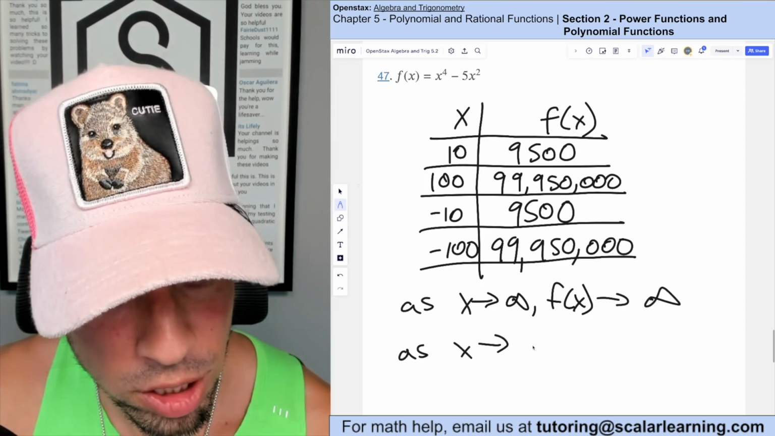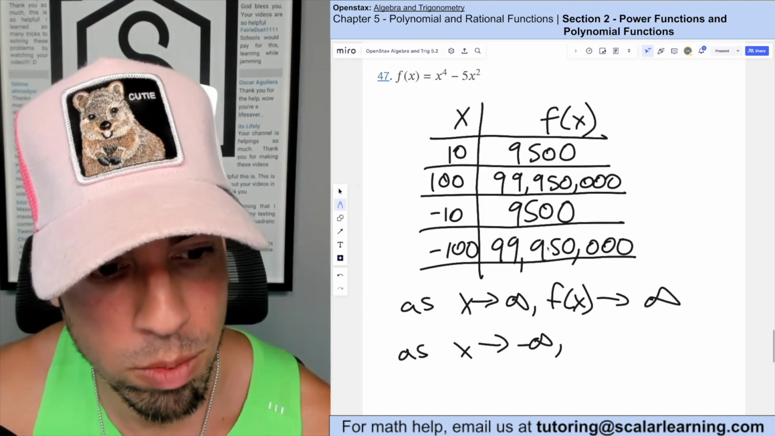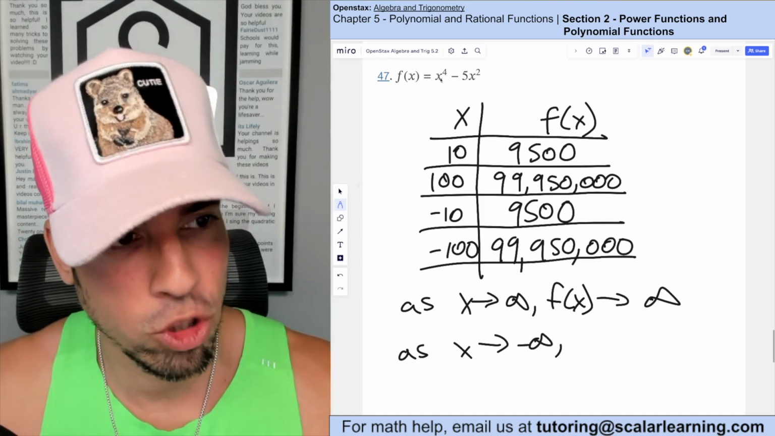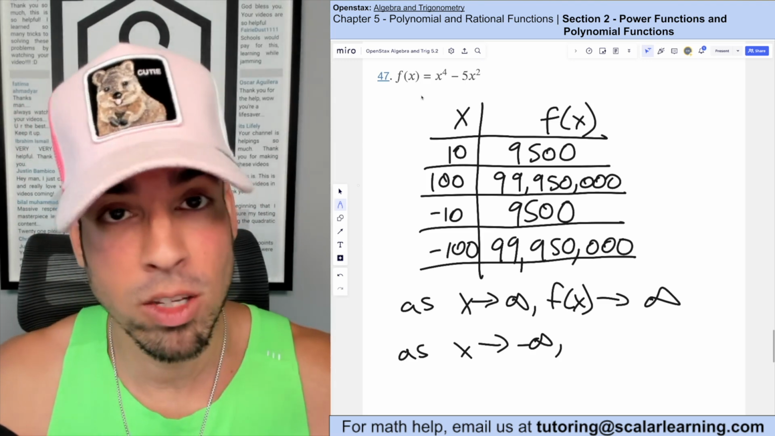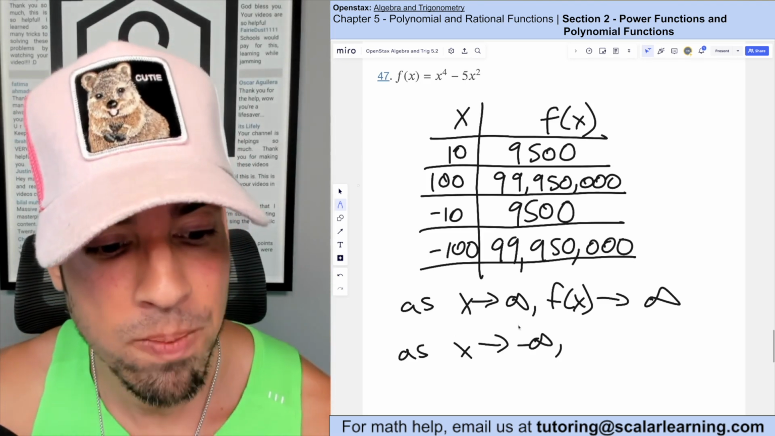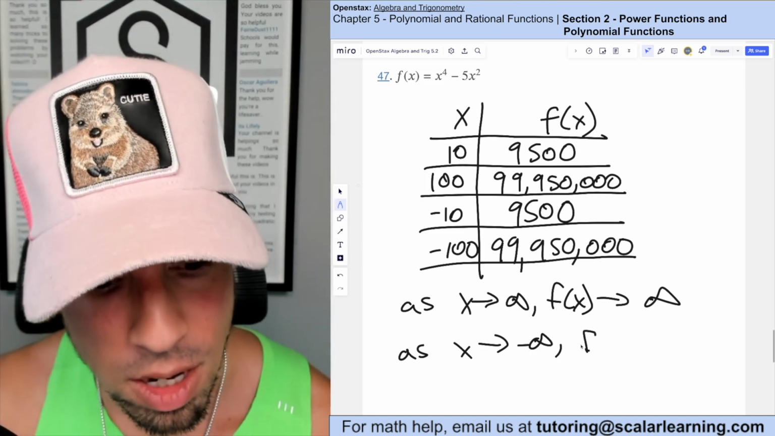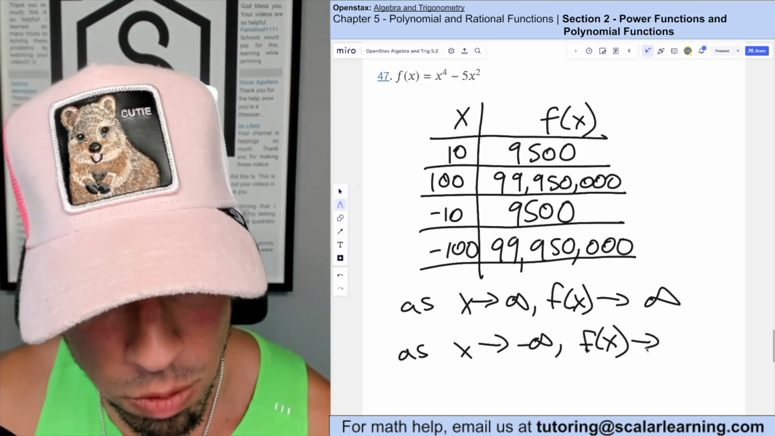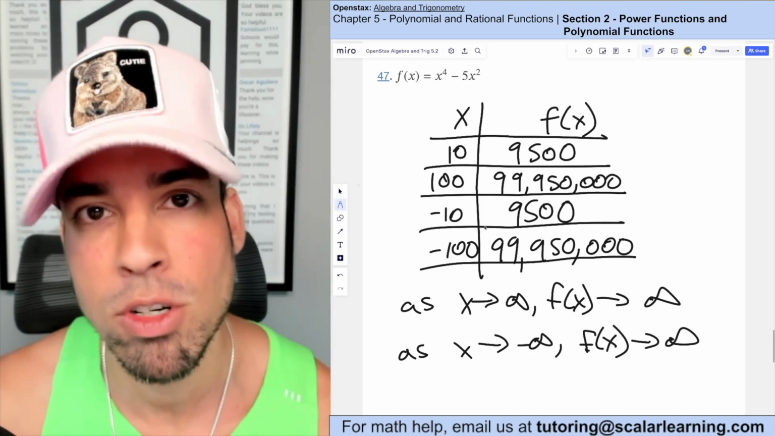Likewise, as x approaches negative infinity, we've now shown and proven, and we could deduce this if you just look at x to the fourth, you plug in bigger values, more negative values, it's still going to get bigger and go towards positive infinity, right? So as x approaches negative infinity, the function value again approaches positive infinity. There's your end behavior, boom, done.